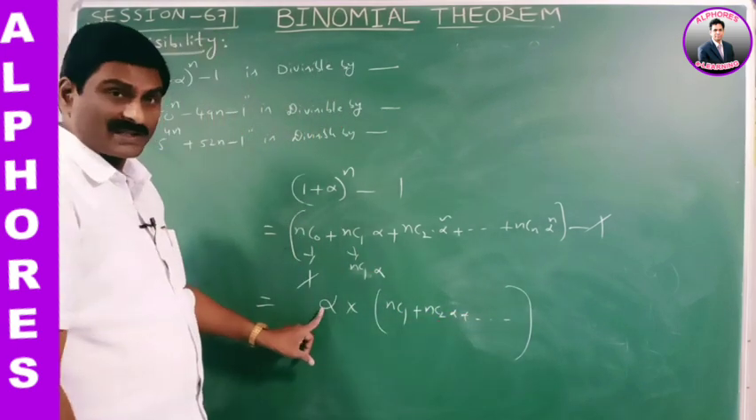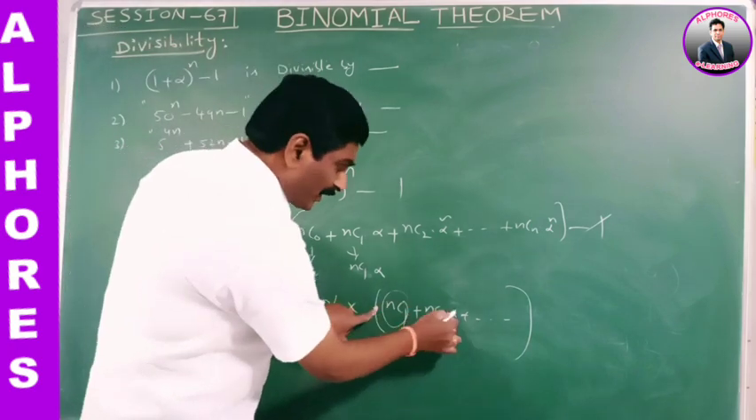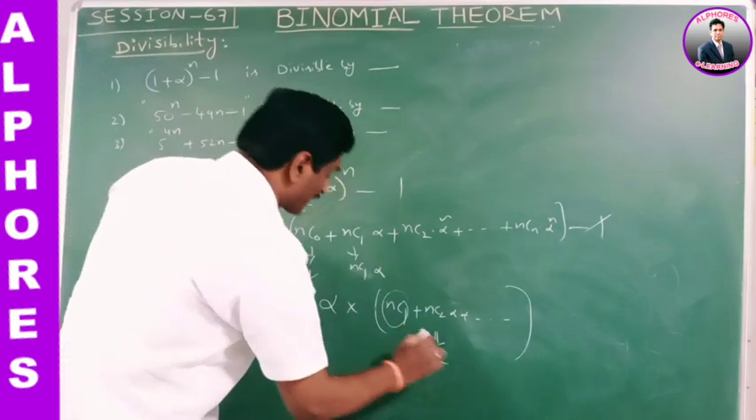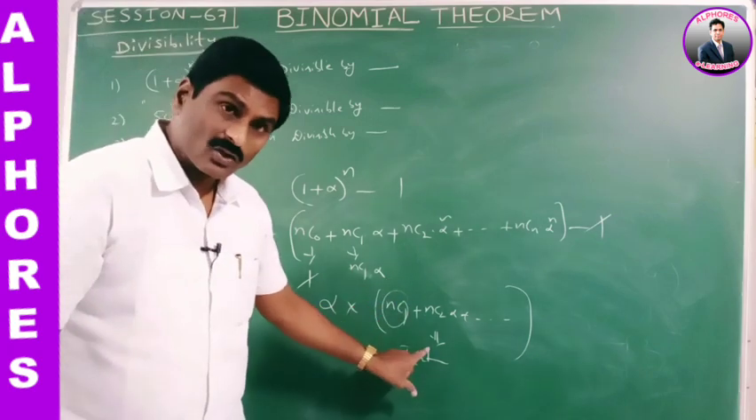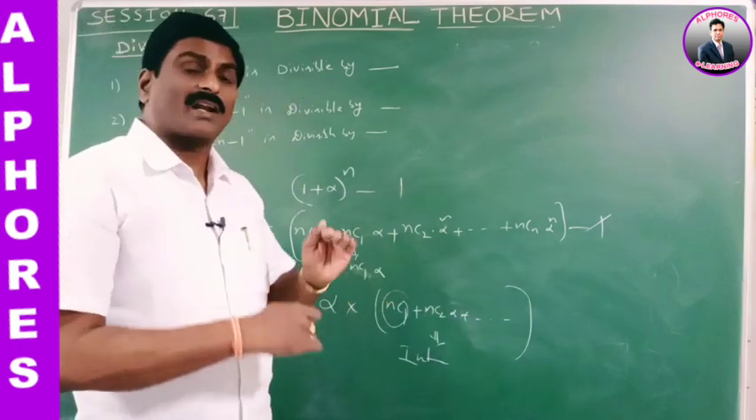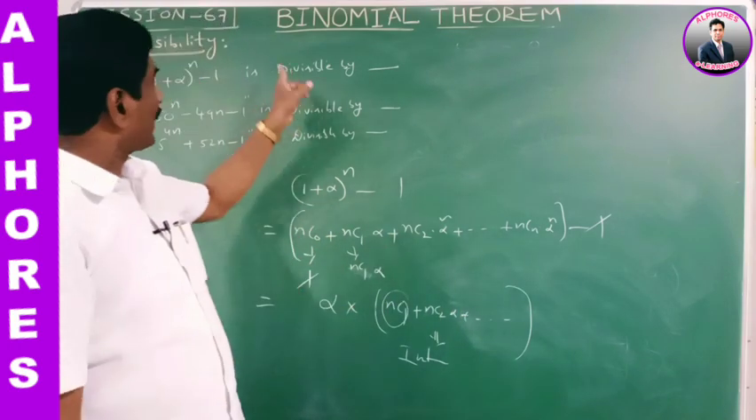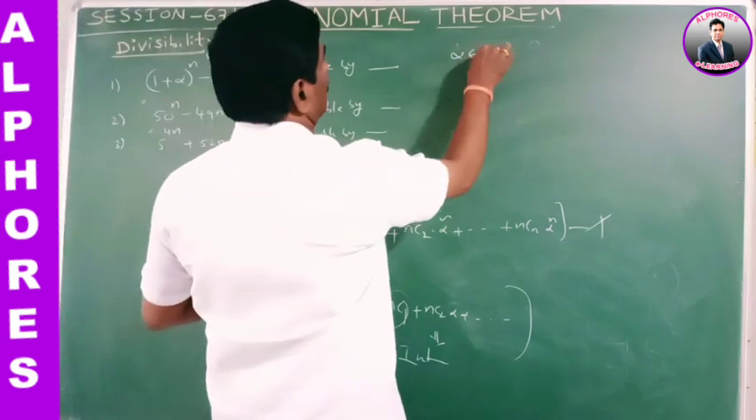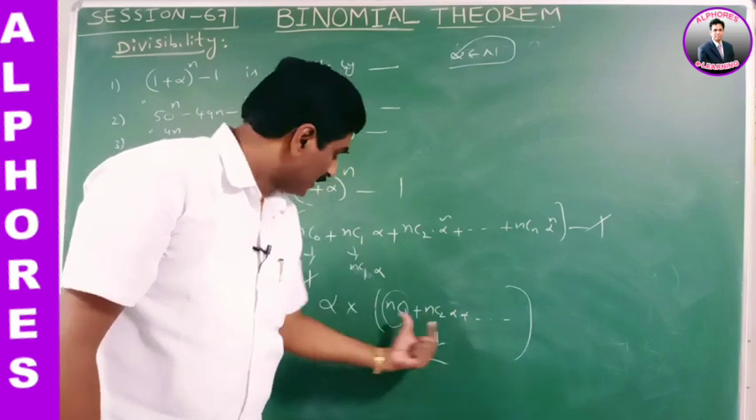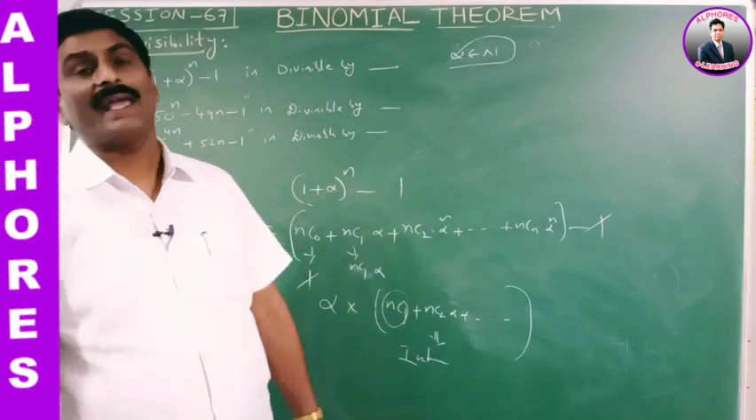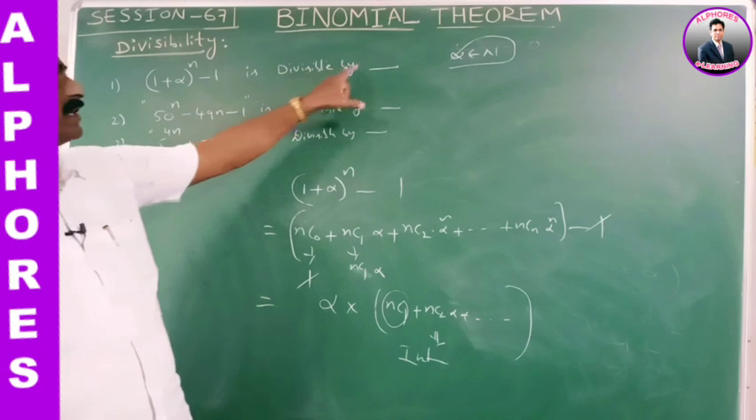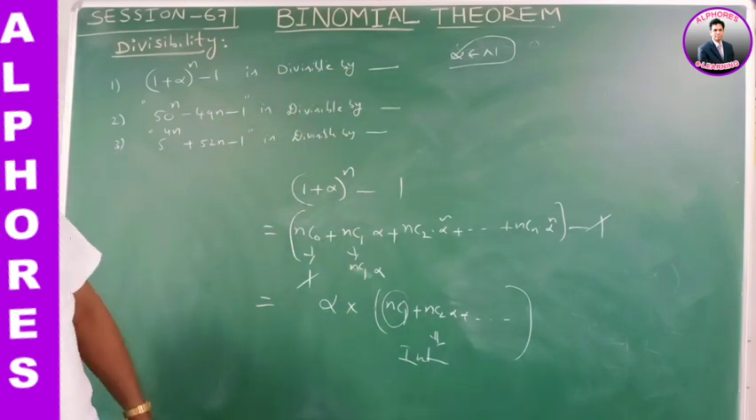Here what is the common term? Alpha is the common term. nC1 is an integer. nC2 times alpha is an integer. All of these are integers. Integer plus integer plus integer is an integer. So what is the meaning of this value? Alpha times some integer, so this value must be divisible by alpha. Please observe: nC0, nC1, nC2, all of these values are integers, and alpha is also an integer from the given. Integer plus integer and so on is an integer. So alpha times some integer means this value is divisible by alpha. Please note: (1 + alpha)^n - 1 is divisible by alpha, where alpha is some integer.